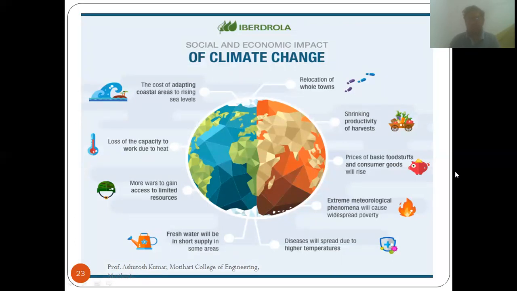The cost of adapting coastal areas to rising sea levels. We all know what will happen when sea level rises. Our economic capital Mumbai is situated on the coast of the Arabian Sea. What will happen if sea level rises? We will have to shift the entire city. Can you imagine the cost of shifting? We cannot imagine. Then relocation of whole towns, which is very cumbersome.